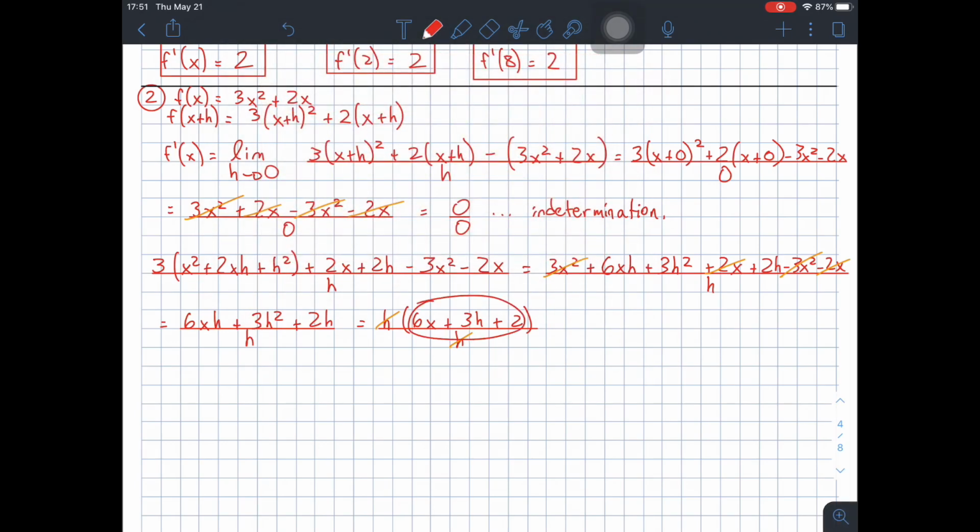So now, once again, if we try substituting h with 0, which is always the value our limit is approaching, then this would be equal to 6x plus 3 times 0 plus 2. And this would give us 6x plus 2. And this would be the answer for the gradient function. So f prime of x is equal to 6x plus 2. After all that process, we got this result. This is the expression for the gradient function.